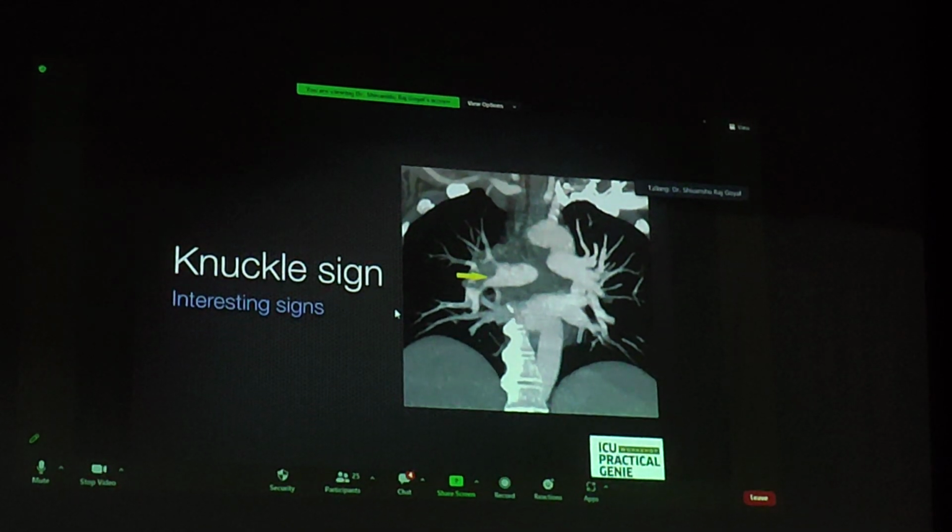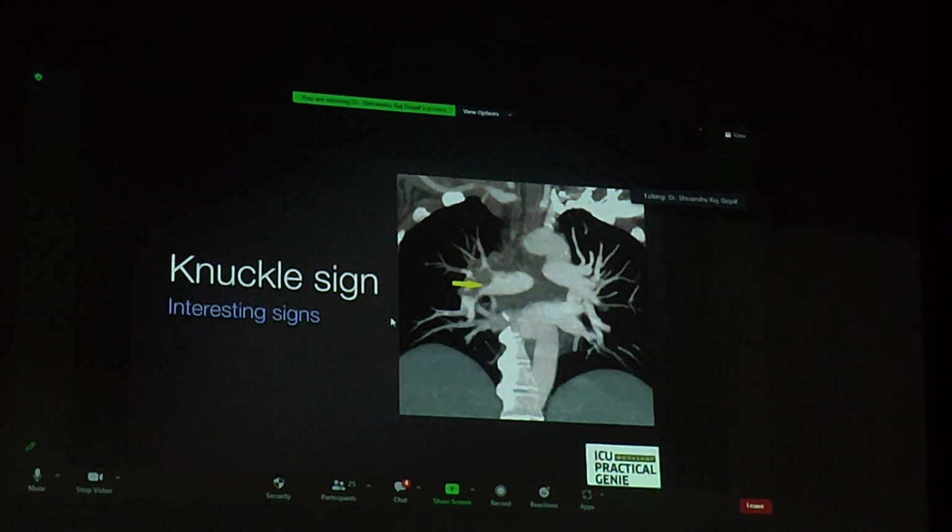Knuckle sign is again a sign when there is an organized thrombus inside the vessel.